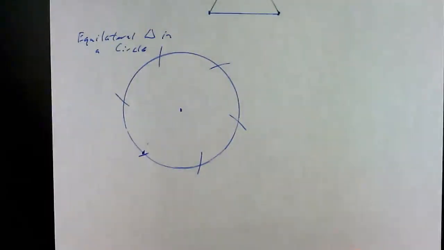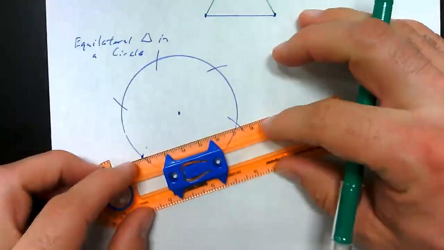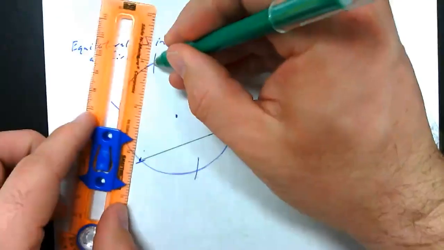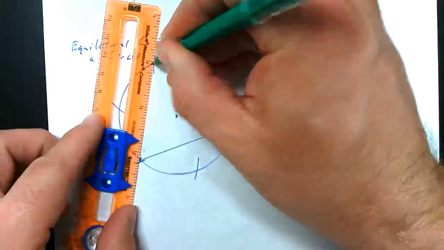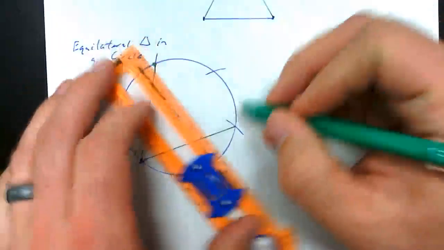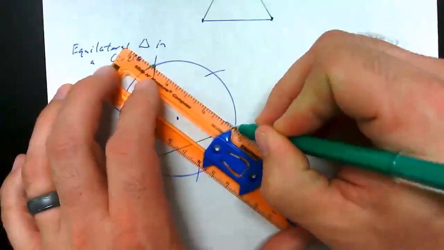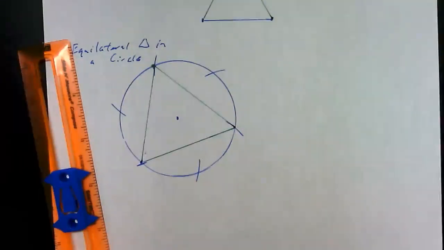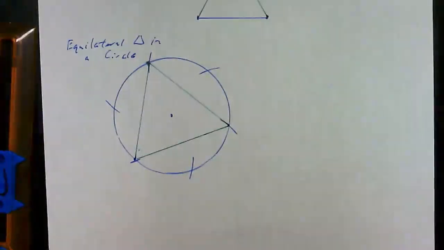Well, if we connect every other point, we end up with an equilateral triangle. So if we connect those 2 points, those 2 points, and these 2 points, so we connected every other point, we'd have an equilateral triangle. So again, I'll do that one more time with the other compass.